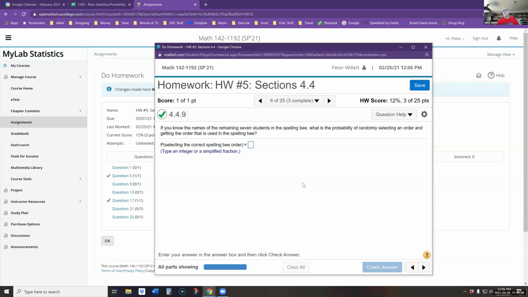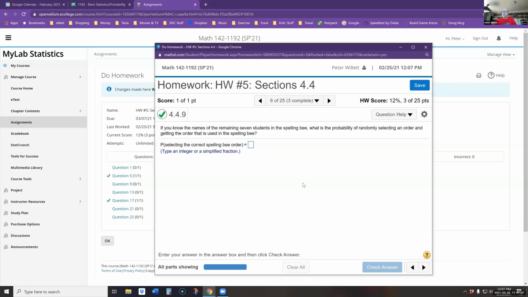And is it with or without replacement? Well, each person only comes up once, so that's without replacement. That means the people in the ordering get used up. That means the number's going to go down, 7 for the first, 6 for the second, 5 for the third, until you run out of people and everyone has been included.